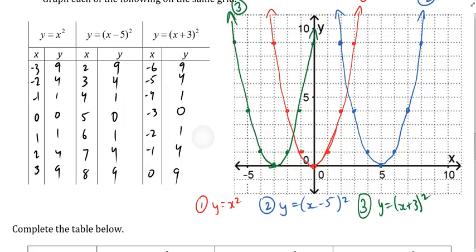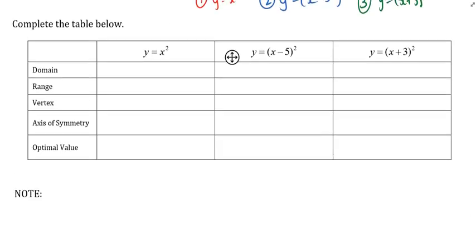Okay, let's take a look at this. So the domain for x squared is still x is an element of the real numbers. Did it change for any of those? Megan? No. Very good.